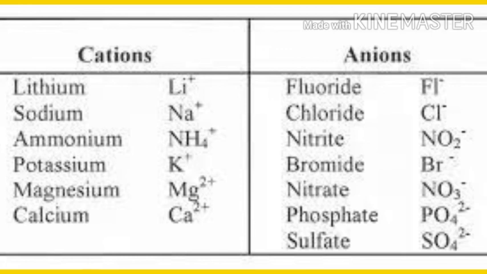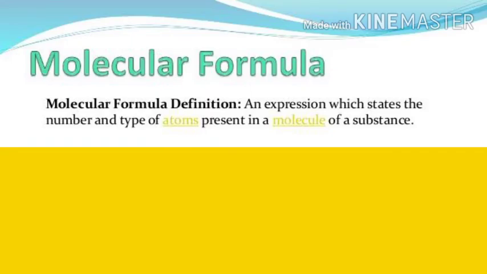Lithium. The symbol of lithium is Li positive, sodium is Na positive, ammonium is NH4 positive, potassium is K positive, magnesium is Mg twice positive, calcium is Ca twice positive, fluoride is F negative, chloride is Cl negative, nitrite is NO2 negative, bromide is Br negative, nitrate is NO3 negative, phosphate is PO4 thrice negative, and sulfate is SO4 twice negative. Now let us learn how to write molecular formulas.